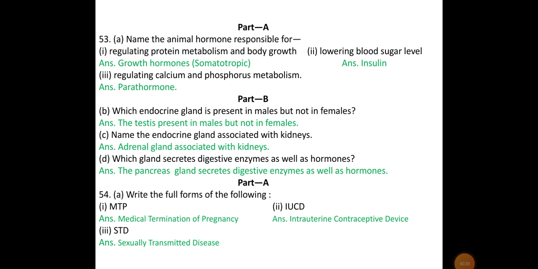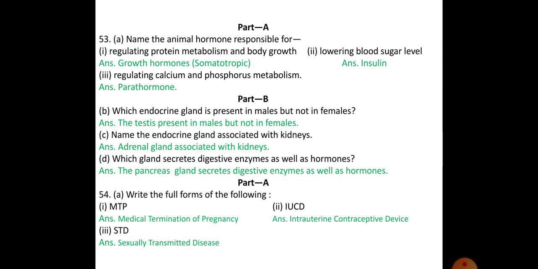Name the animal hormone responsible for regulating protein metabolism and body growth. That is growth hormone, somatotropic. Lowering blood sugar level, that is insulin. Regulating calcium and phosphorus metabolism, that is parathormone.